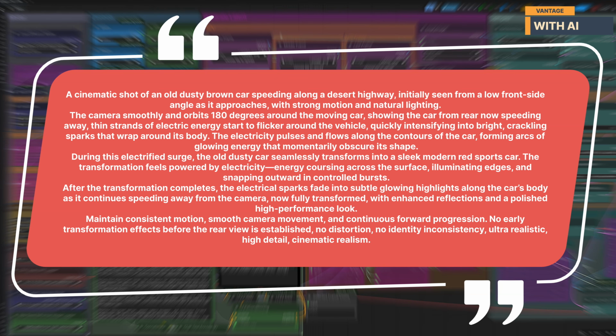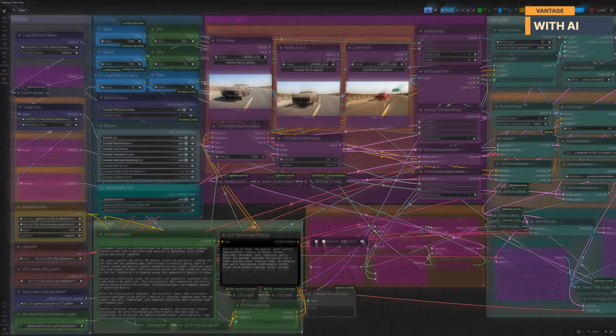Now, let's define the motion and transition using our prompt. In the beginning, the car is seen approaching the camera, giving us that forward motion and establishing the scene. Then, the camera quickly pans around, shifting perspective to the rear view of the car, which aligns with our middle frame. And this is exactly where we introduce the transition. As the camera settles behind the car, strands of light begin to emerge, wrapping around the vehicle and building up energy. These glowing streaks act as the transformation effect, gradually morphing the dusty old car into a sleek red sports car. By the end of the sequence, the transformation completes, and we see the new car speeding away smoothly into the distance, matching our final frame. Let's run it.